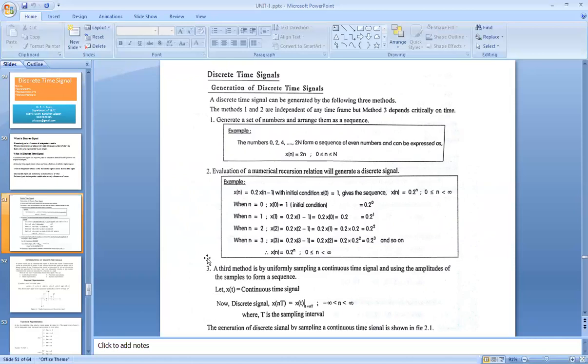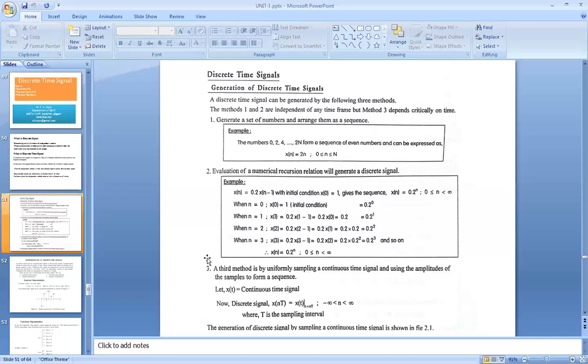Once you have generated the discrete time signal, what are the different methods for generation of this discrete time signal? Method 1 and method 2 are independent of any time frame, but the third method is totally dependent on time.